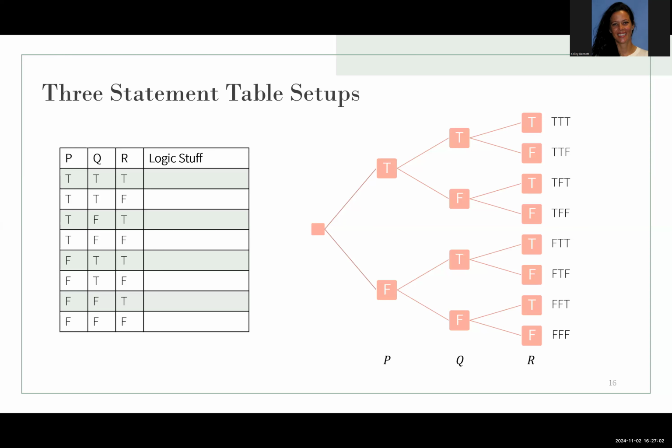So notice there are 8 outcomes here. That would also be the same number of outcomes if you were to flip a coin 3 times. We can scale this up to as many propositions as we want, but it's always going to be powers of 2 because we always have that true false binary in each proposition that we have. So this is 2 times 2 times 2.